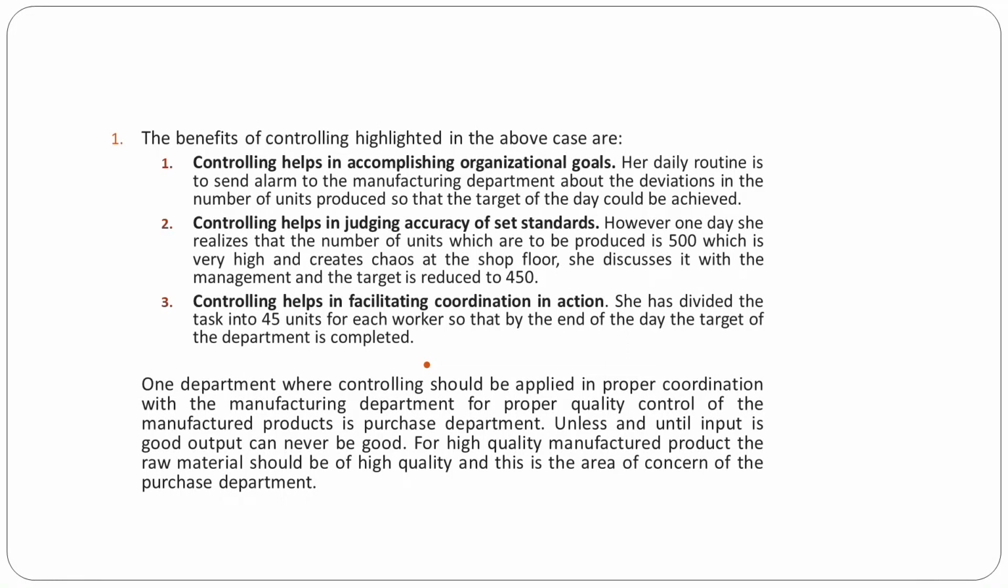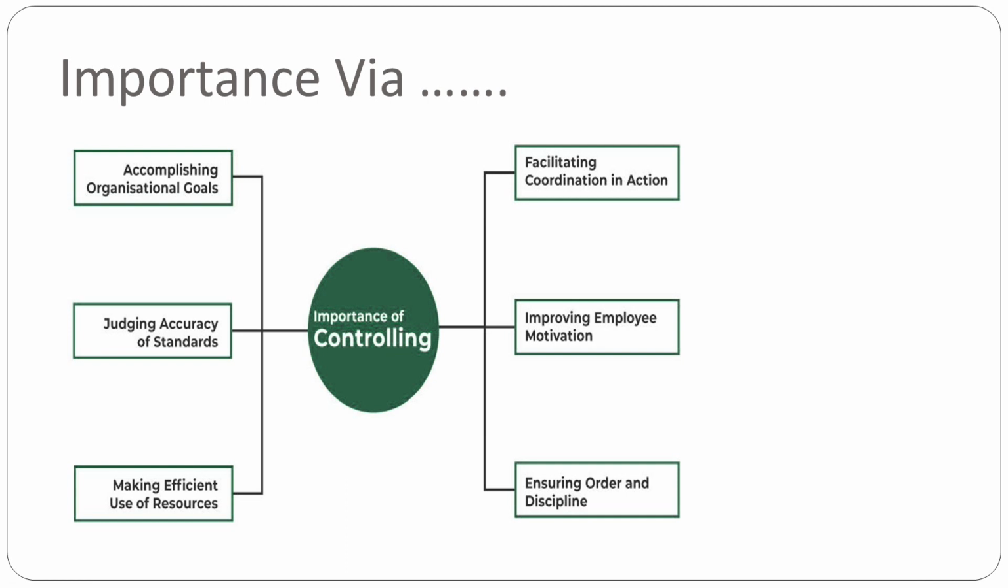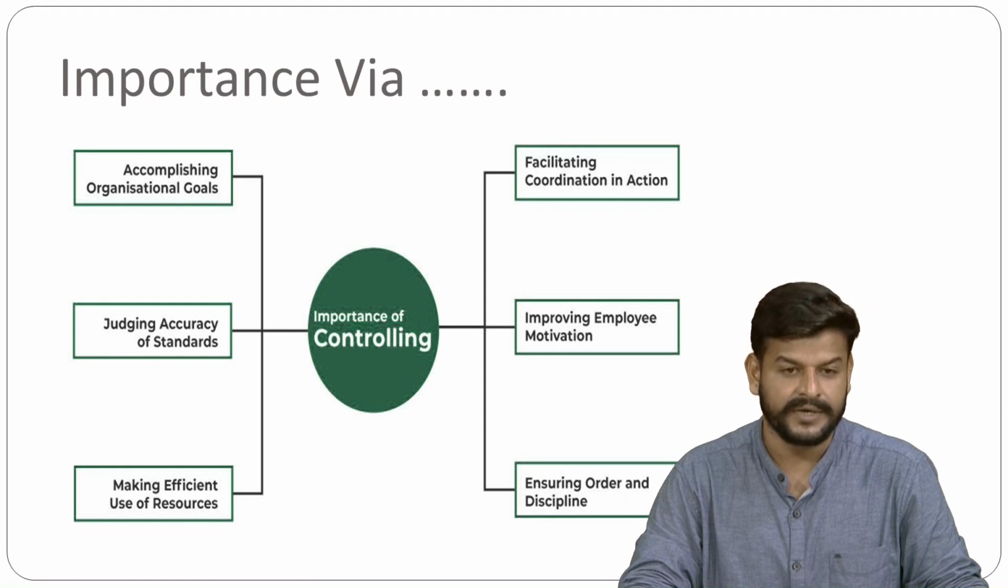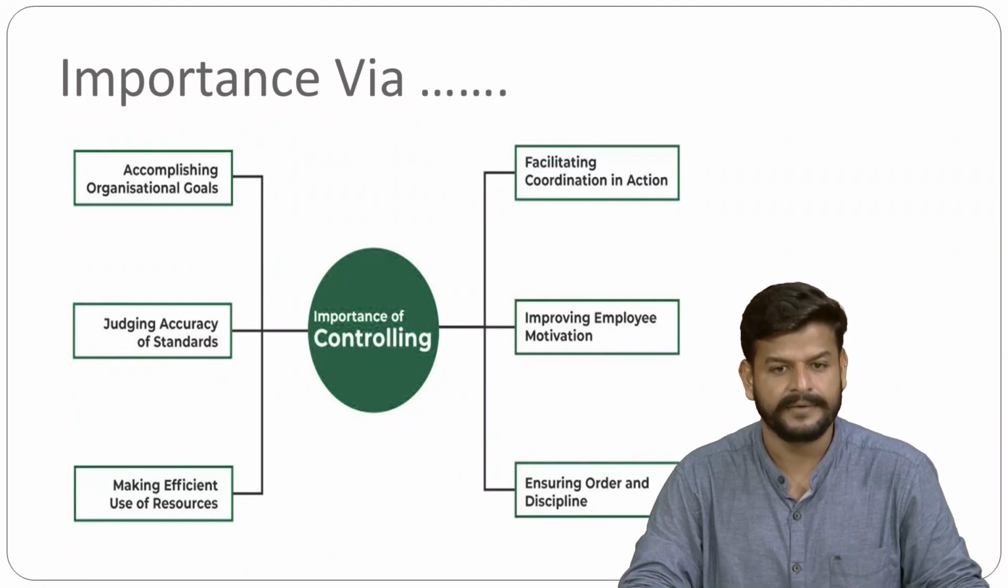Unless and until the input is good, the output can never be good. For a high quality manufactured product, the raw material should be high quality, and this is the area of concern of the purchase department. So we have the importance of controlling: facilitating coordination in action, improving employee motivation, ensuring order and discipline, accomplishing organizational goals, judging accuracy of standards, and making efficient use of resources. So this is the actual importance of controlling.